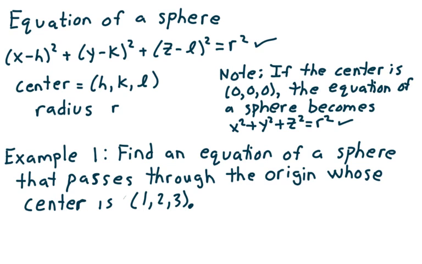Now, let's take a look at example 1. Find an equation of a sphere that passes through the origin whose center is (1, 2, 3). So we really want to be aware that the center is (1, 2, 3). It's human nature to think automatically that the center is at the origin. But remember that in this example, the origin is on the sphere. The center is right here. Okay? Now, in this example, h is 1, k is 2, and l is 3.